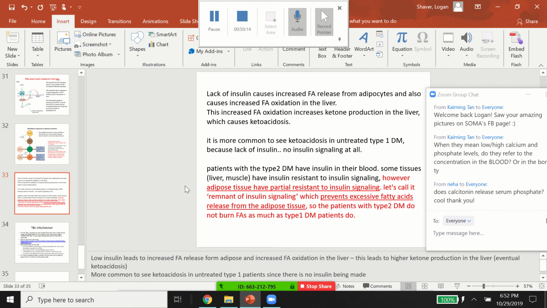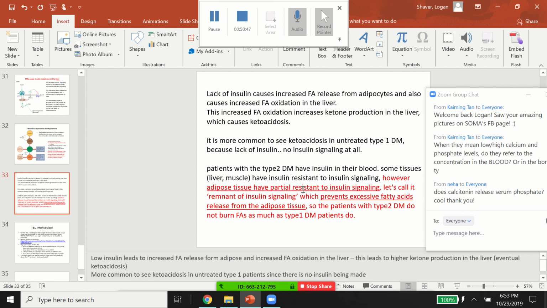Anyway, patients with type 2, we've already talked a little bit about it. However, adipose tissue, now this is important to know, this thing in red here. However, adipose tissue will have partial resistance to insulin signaling, so that's where obesity comes into play, because you have more adipose tissue and therefore you're going to be even more resistant to insulin. And so you're way more likely to develop type 2 diabetes than the typical person that's not as big.